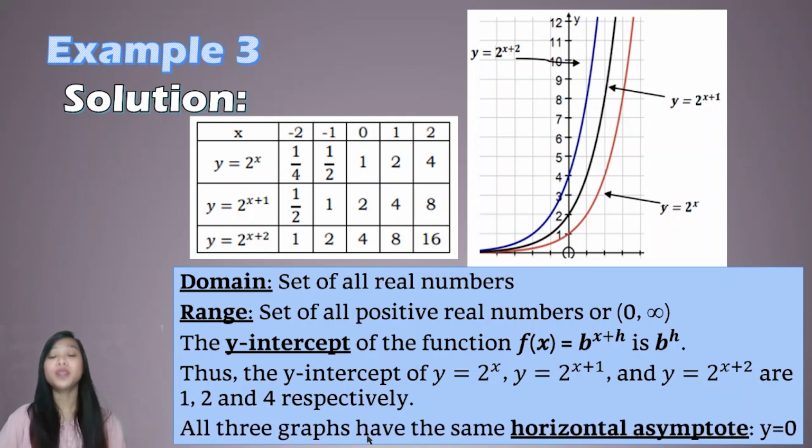And all these graphs have the same horizontal asymptote. Since they are all still in the form of f of x equals b raised to x, our horizontal asymptote is still y equals 0, meaning the x-axis. Those curves will all approach y equals 0, the x-axis, but will never touch it. That is the meaning of the horizontal asymptote.